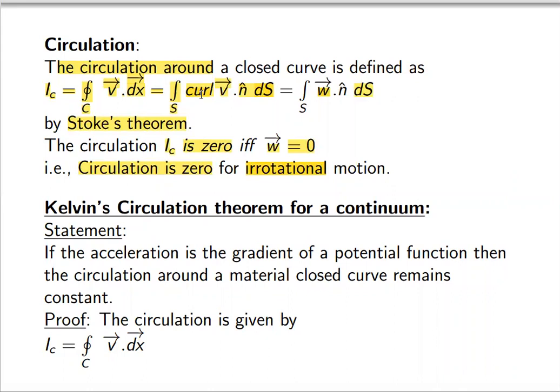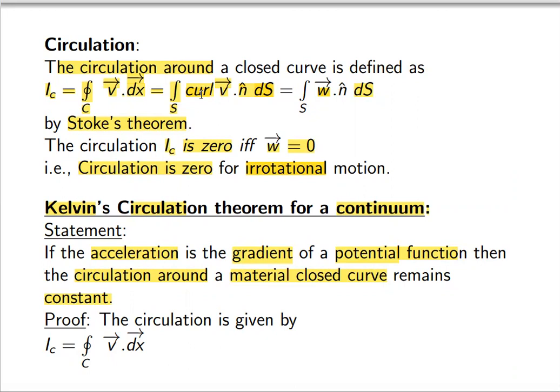Now let us see what is Kelvin's circulation theorem for a continuum. The statement is this: if the acceleration is the gradient of a potential function, any scalar potential function, then the circulation around a material closed curve remains constant. That is the statement of Kelvin's circulation theorem.